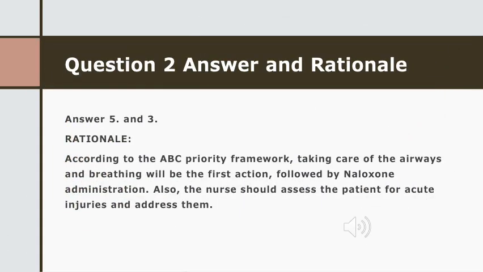Question 2, answer and rationale. Answer is 5 and 3. Rationale: according to the ABC priority framework, take care of the airways and breathing will be the first action, followed by naloxone administration. Also, the nurse should assess the patient for acute injuries and address them.